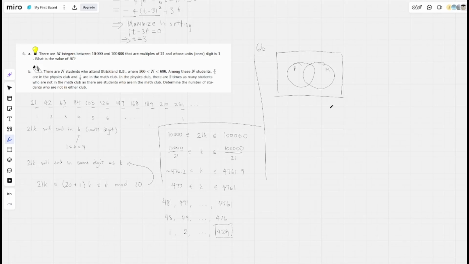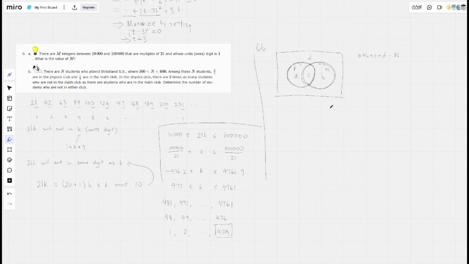So what do we know? We can let the number of students in physics but not math, so that's this area over here, be A. We can let math but not physics, this area over here, be B. And then we can let the ones in both be C and the ones in neither be D. So now, what are the equations that we know? First, we know that there's a total of n students. So A plus B plus C plus D is equal to n.